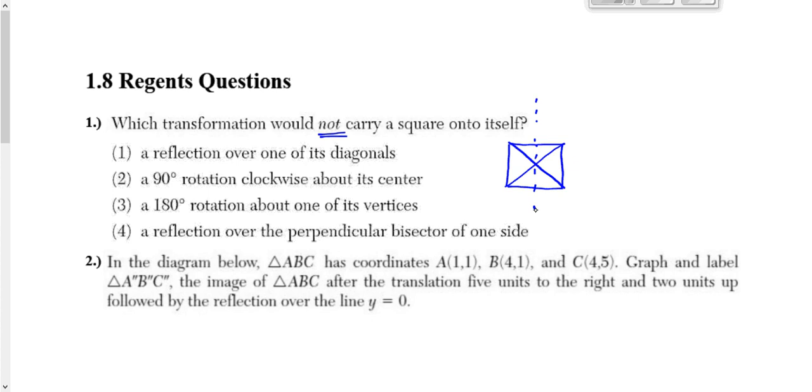Remember, it's not. Choice 2, 90-degree clockwise rotation about its center. It's a square. That's why it's important that if it was a rectangle, right? Okay. Choice 1, reflection over one of its diagonals. It's a square. So yeah, remember the number of reflection lines we'll have? That's one of them. 180 about one of its vertices. Okay, vertices, plural for vertex. It'd end up over here somewhere. It definitely is not mapped onto itself.